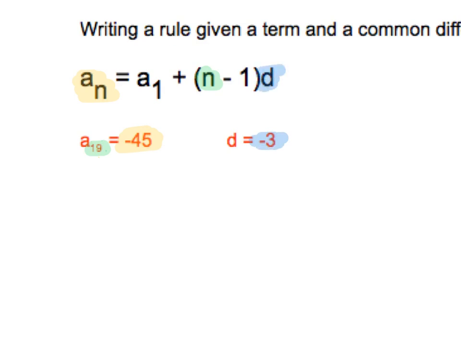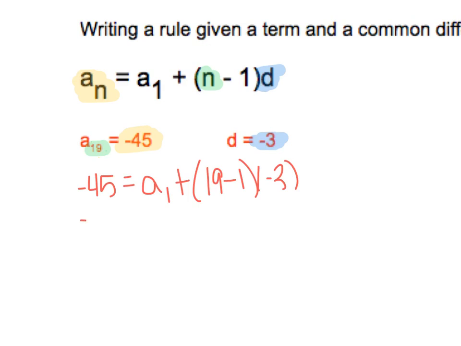What we don't know is what the first term in the sequence is. So the first thing we're going to do is just substitute in and figure out what the value of the first term is. We're finding a sub 1. Well, I know that a sub n, the 19th term in the sequence, is negative 45. I do not know what a sub 1 is. I know that I'm looking at the 19th term, so I'm going to have 19 minus 1, and I know that D is negative 3. Then it's just a little bit of order of operations in solving for a sub 1.